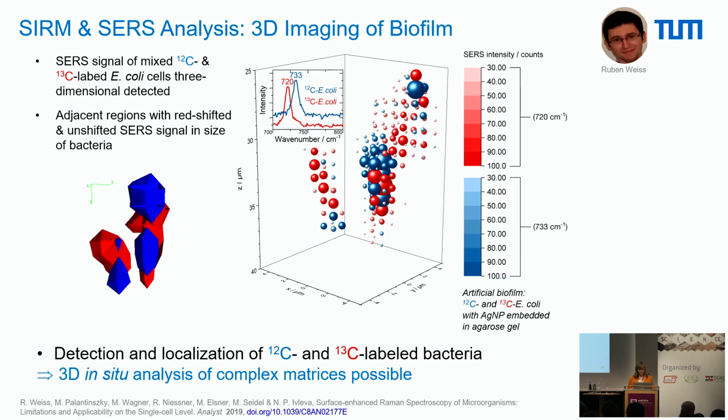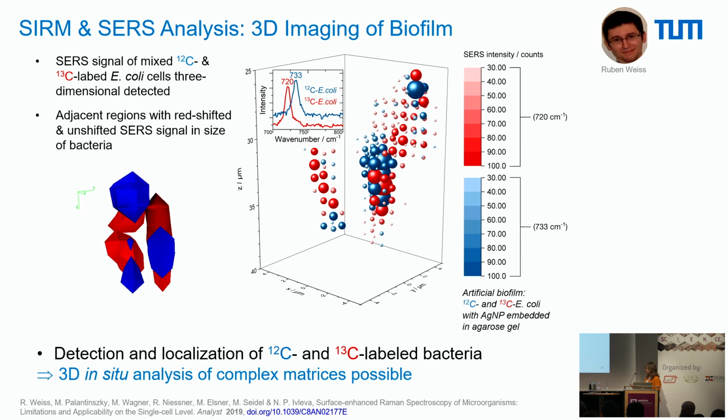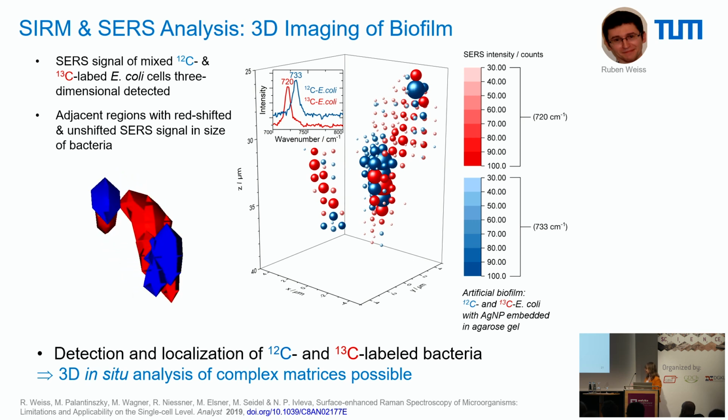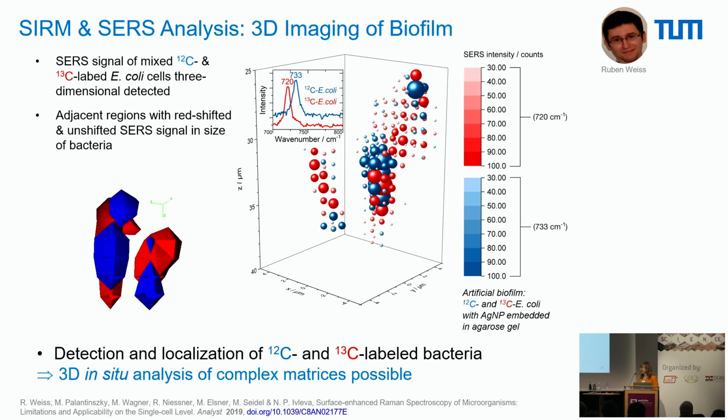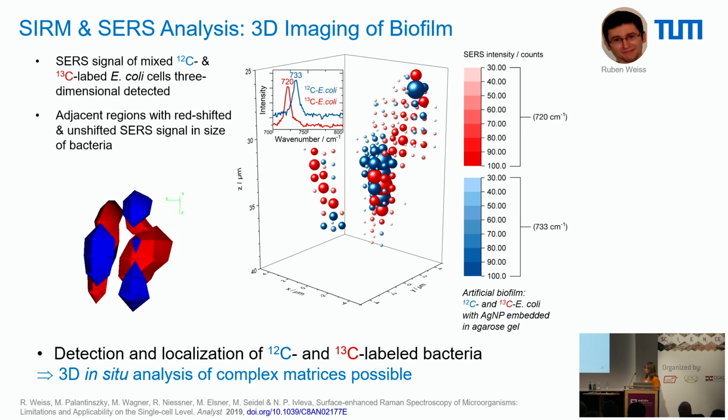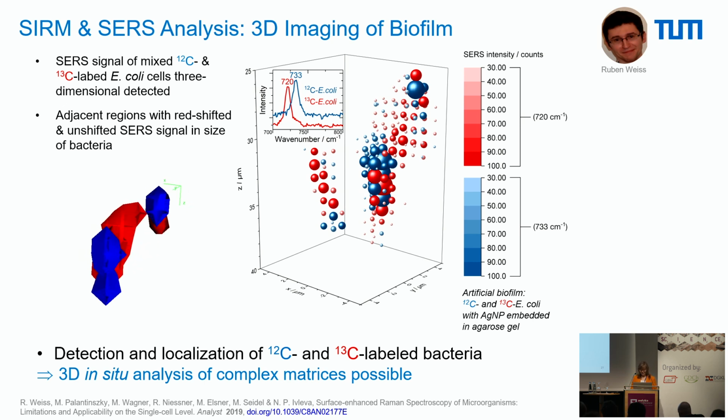And if we go further, we can analyze also biofilms. Here are artificial biofilms where labeled and non-labeled bacteria were embedded in agarose gel, and it was possible not only to localize the bacteria, but also to differentiate labeled and non-labeled cells.